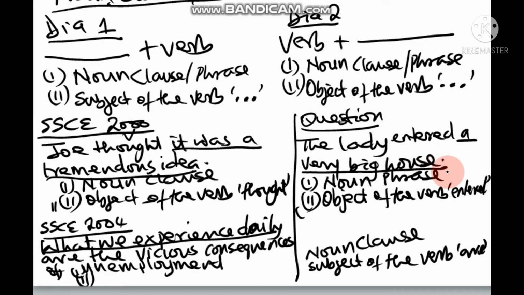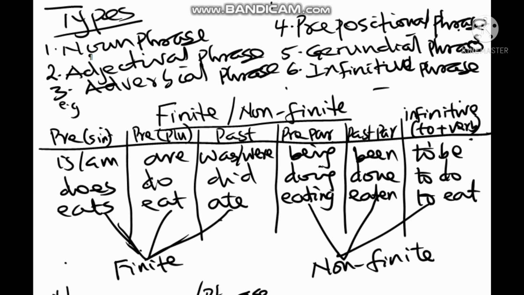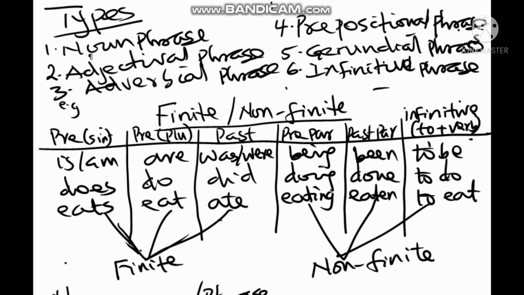Now, we have been able to look at diagram number 1 and diagram number 2. But I want us to go back to them again. Now remember, a clause is a group of words that contains a finite verb, while a phrase is a group of words that does not contain a finite verb. Okay? Now, remember I told us that a finite verb is a verb that can change, while a non-finite verb is a verb that cannot change.